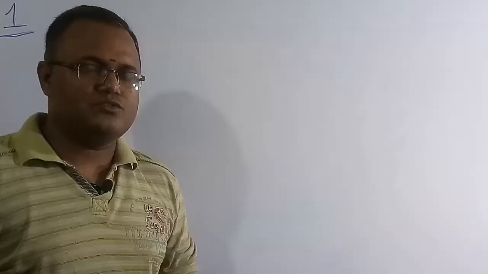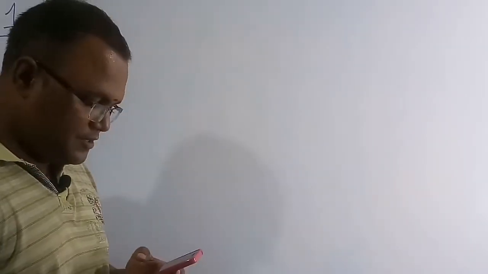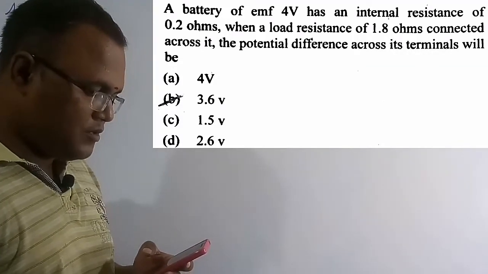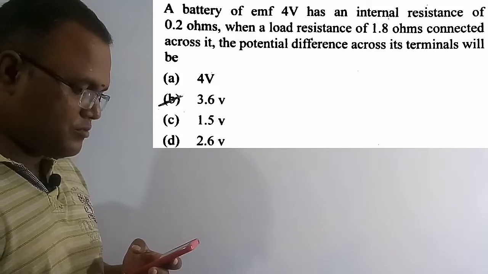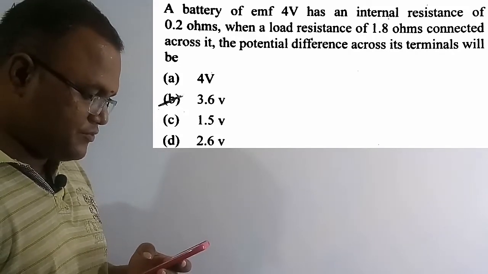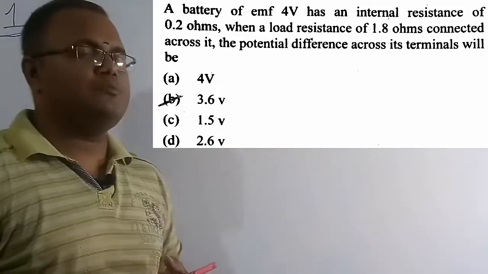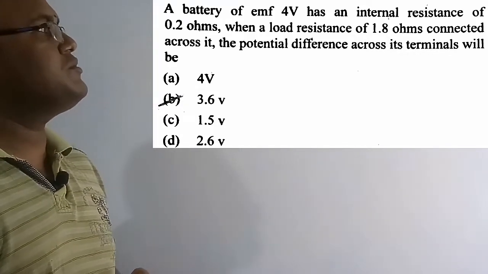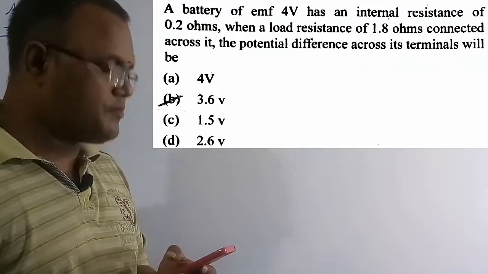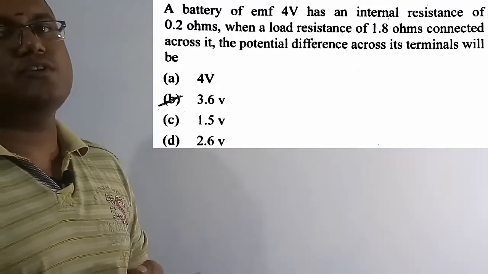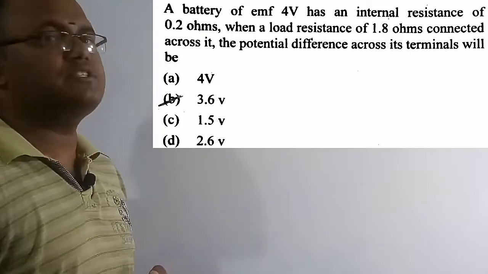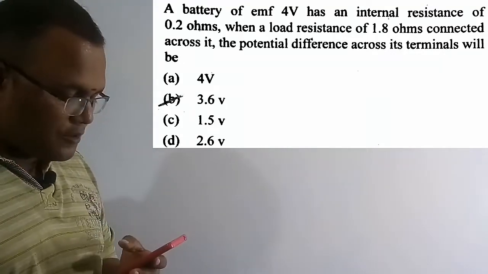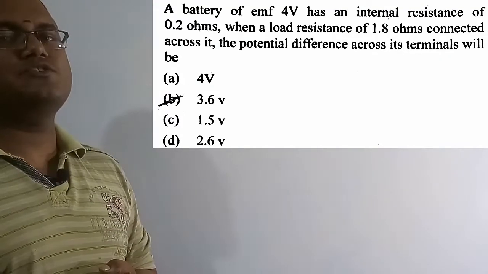So let's get started. Now we are going to solve the first question. See the question here. A battery of EMF 4 volt has an internal resistance of 0.2 ohm. When a load resistance of 1.8 ohms is connected across it, the potential difference across its terminal will be. Basically, they are given a battery of voltage 4 volt and an internal resistance of 0.2 ohm. If they connect a load of 1.8 ohm, what is the voltage across the terminals of the battery, or simply what is the voltage across the load of 1.8 ohms, we need to figure out. Of the four options, option B, 3.6 volt, is the correct solution of this question.